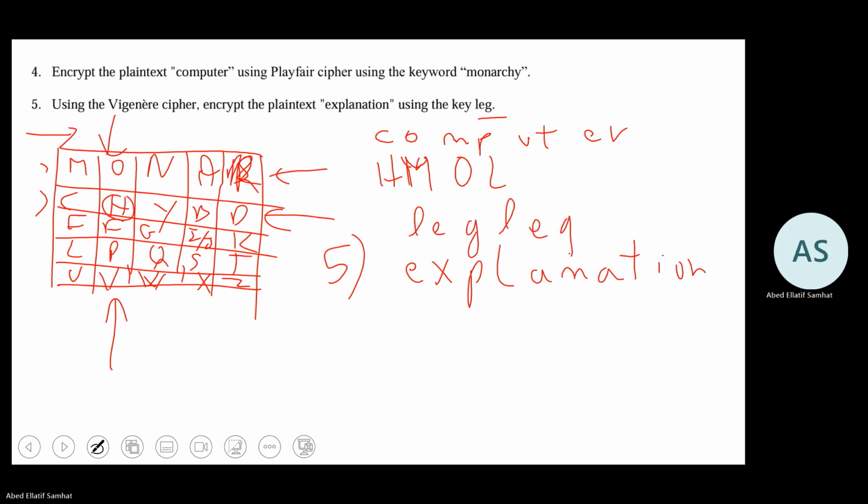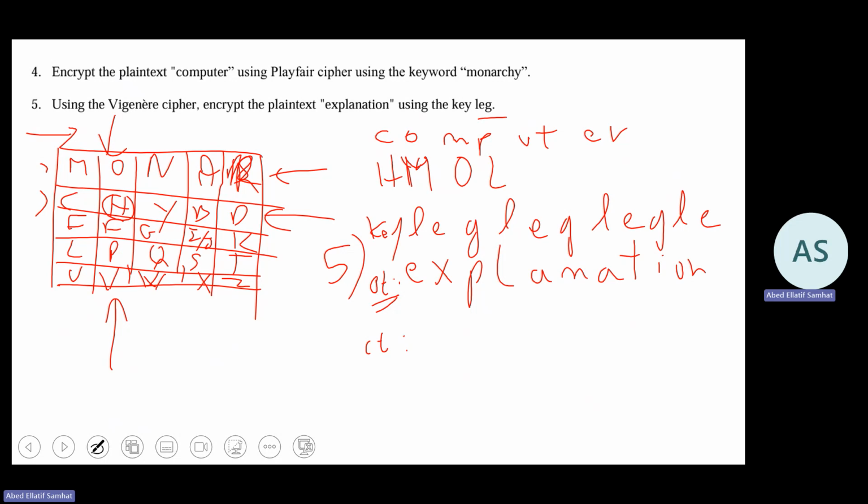Leg, leg, LE. So in this case, we should apply the ciphertext for L. Okay, so this is the plain text, this is the key, and we should obtain the ciphertext. So for this one, we should take E and L. Okay, and after that we find the ciphertext.